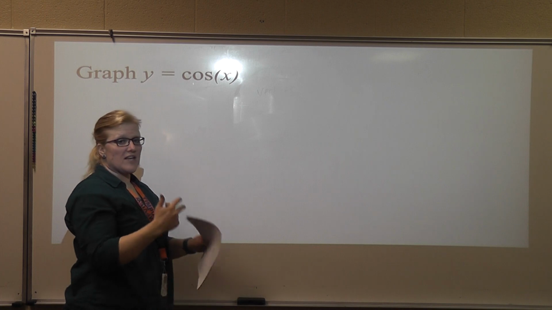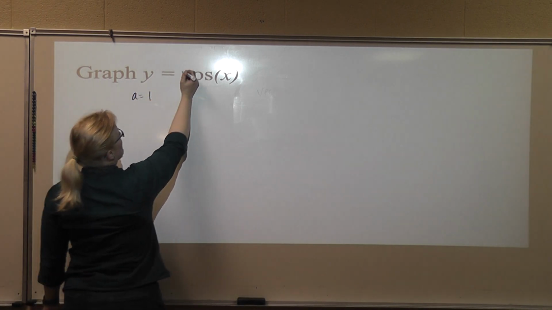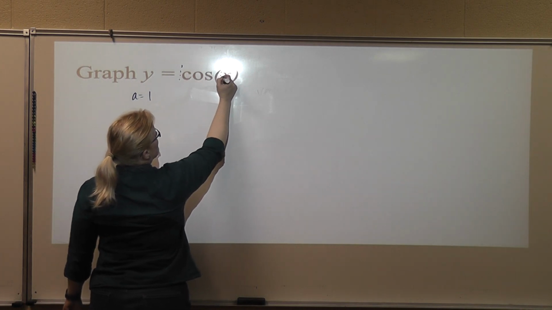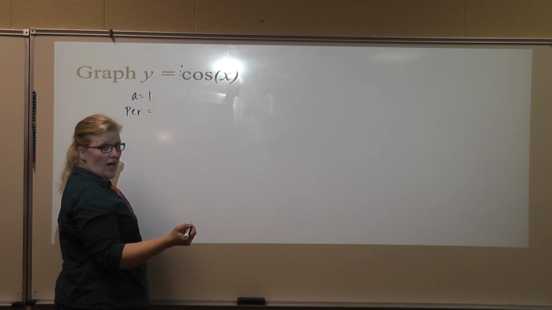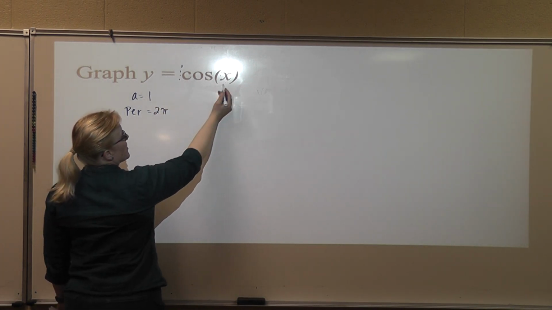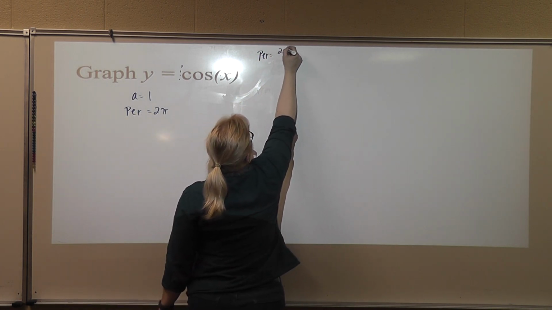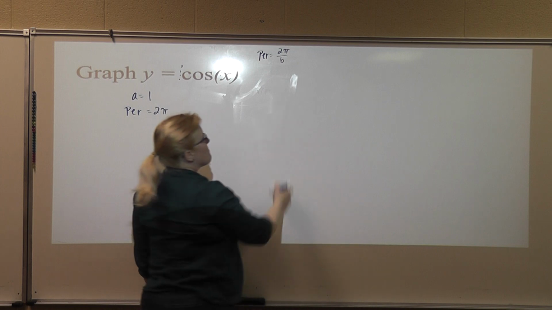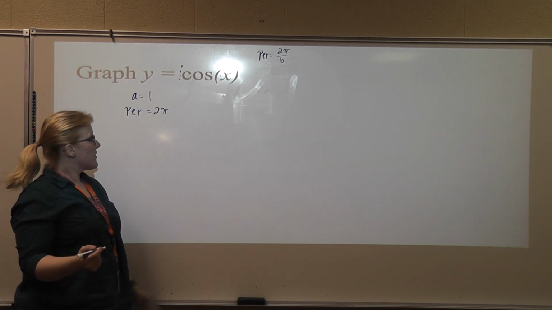All right, just the basic cosine graph. My amplitude is 1. My period is 2 pi over b, so this is 2 pi because it's 2 pi over 1. Okay, and we know this just from the regular graph, right?